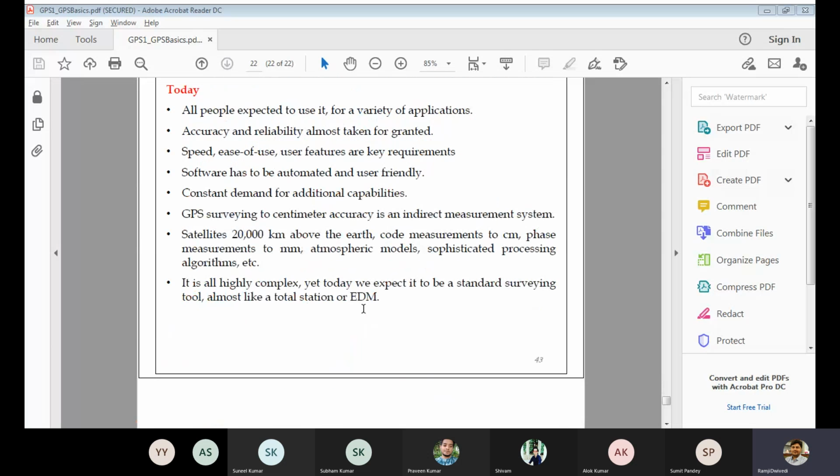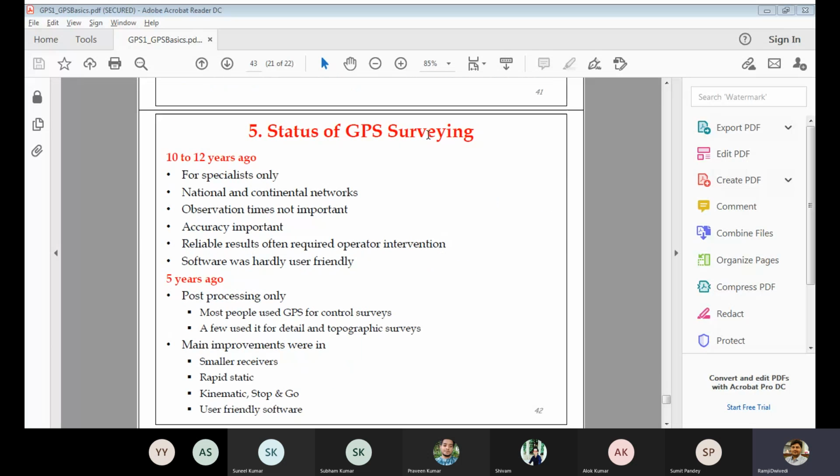So the status of GPS surveying was for specialists only, national and continental networks. Observation times were not important, accuracy was important, reliable results often required operator intervention, and software was hardly user friendly. Nowadays, post-processing only, many improvements were made in small receivers, rapid static, kinematic. These are the so-called advanced surveying techniques which we are using in GPS surveying.